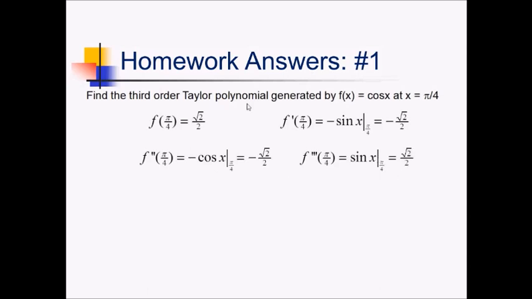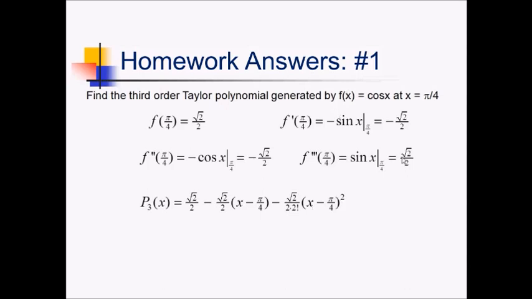Putting it all together, we've got f of pi over 4, which is, again, root 2 over 2. Plus, or actually minus root 2 over 2 times x minus pi over 4. Next, we're going to have minus root 2 over 2, and we would be dividing this by 2 factorial now, and we'd have an x minus pi over 4 squared. But because I'm dividing by 2 factorial, I'll just stick that in the denominator of this fraction. So I'll write this as negative root 2 over 2 times 2 factorial with all this other stuff. I could simplify this to 4, but why bother if I don't need to?